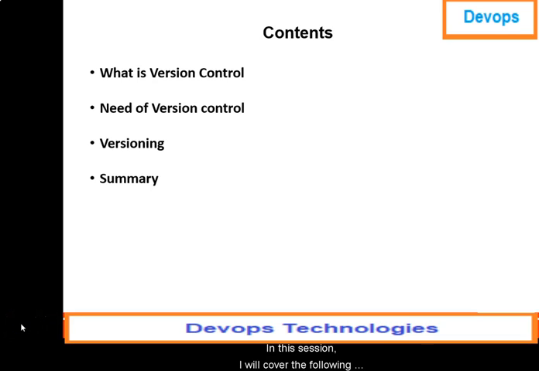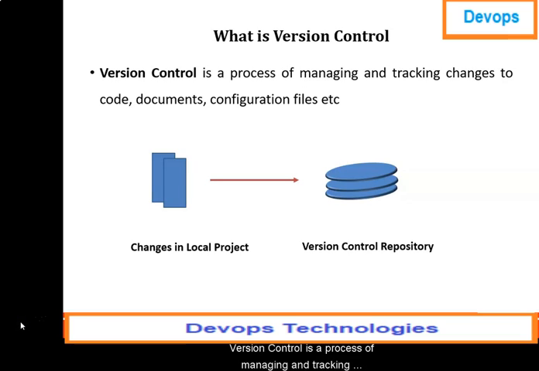In this session, I will cover the following topics: what is version control, why we need version control, and how versioning is done. Version control is a process of managing and tracking the changes to code, documents, configuration files, etc. We will do the modification to the project. The version control saves modifications in the version control repository safely.